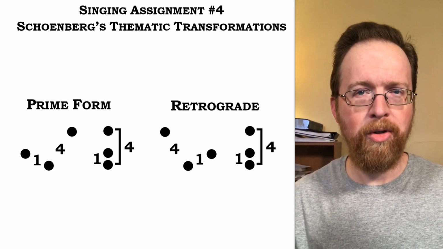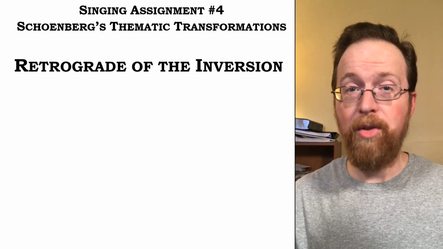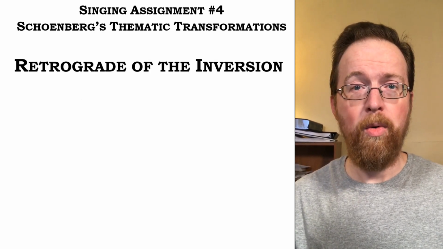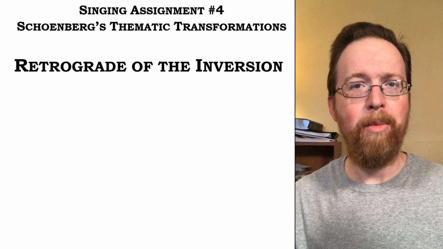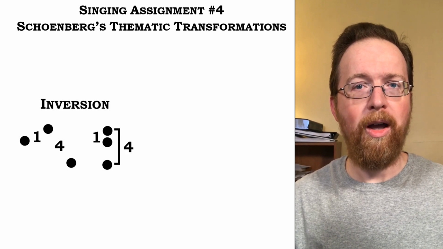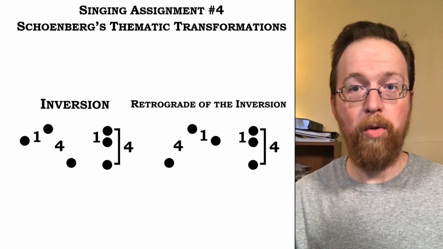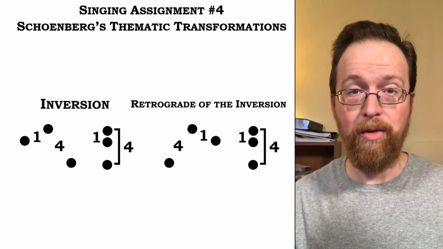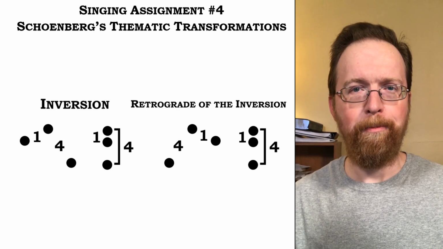Now the final version for our inventory is the retrograde of the inversion. So inversion keeps the same intervallic distance but flips the up and down directions. So again, the inversion goes up 1 and down 4. So the retrograde of the inversion goes up 4 and down 1.